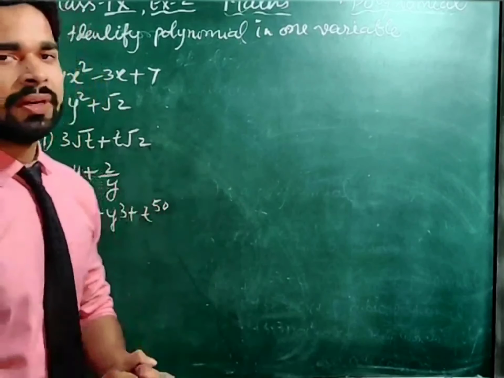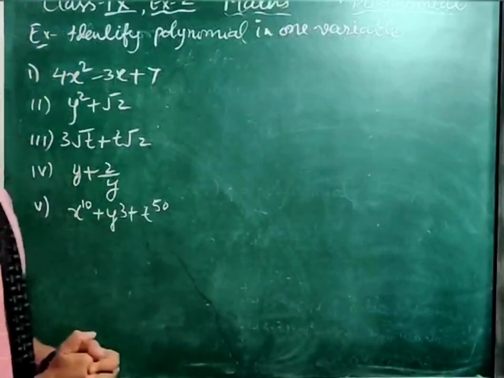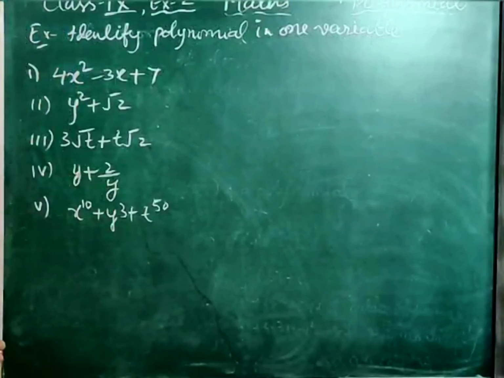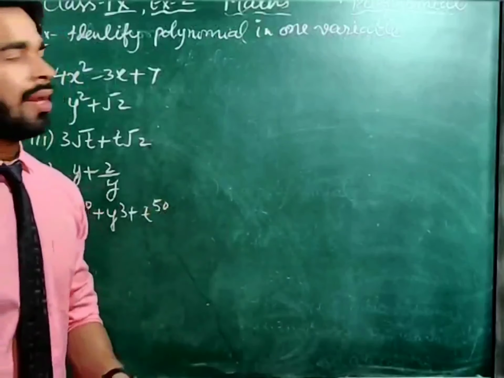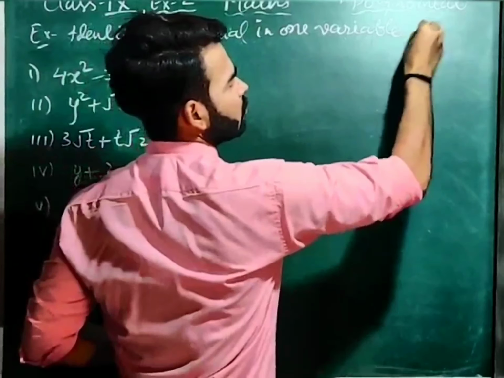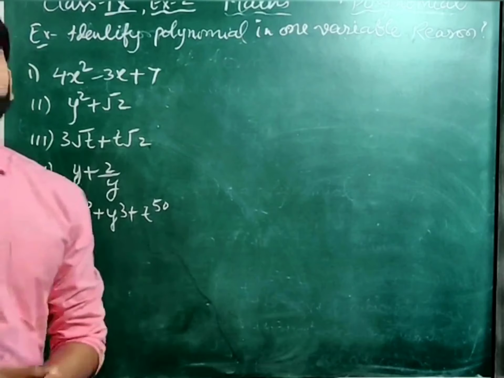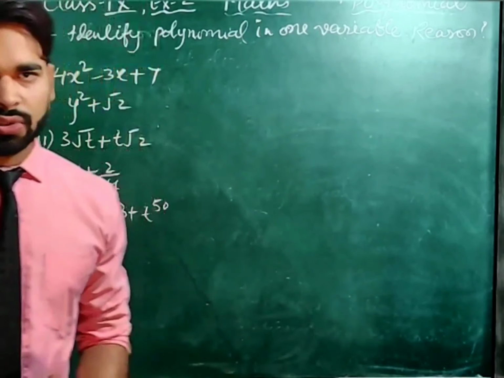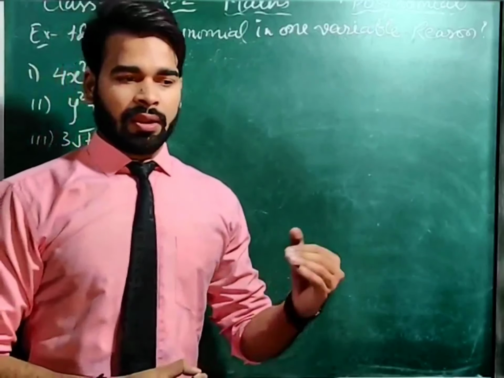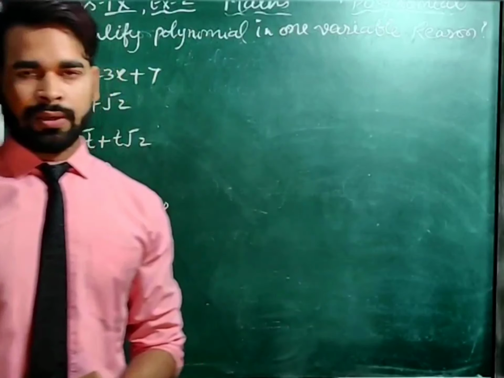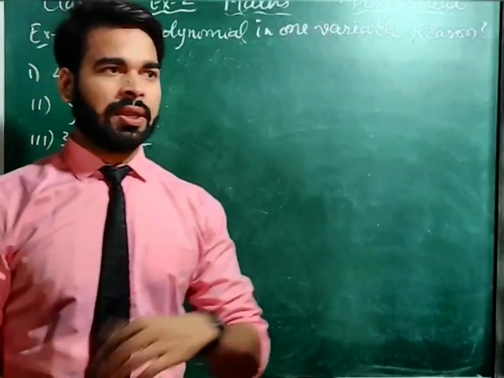So here we will discuss some problems related to polynomials. First is identify polynomials in one variable. You have to identify whether it is a polynomial or not, and you have to give the reason also. If it is a polynomial, how can you say that it is a polynomial, and if it is not, how can you say that it is not? Two or three things you should always remember when identifying a polynomial. First one, power should be a whole number.